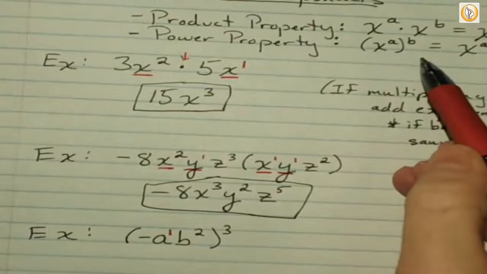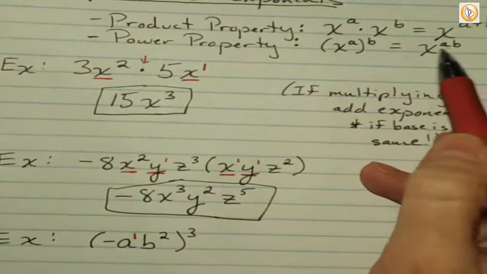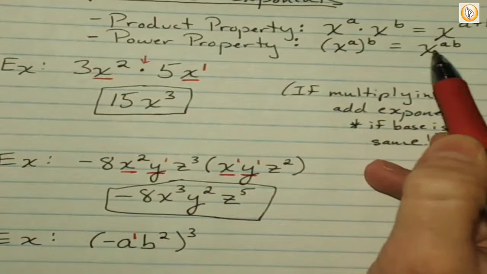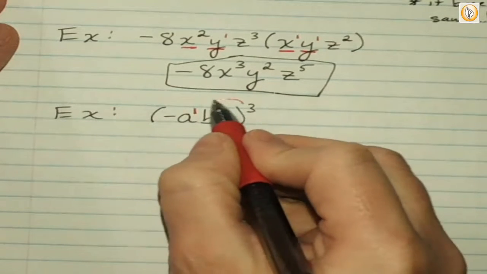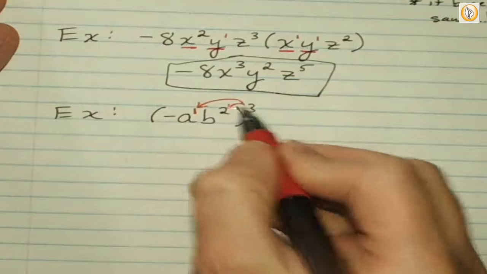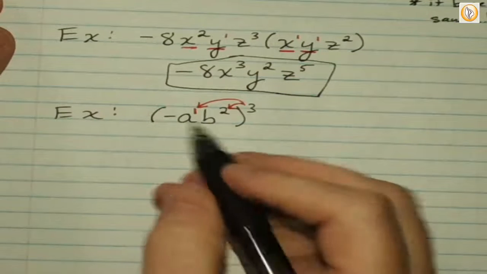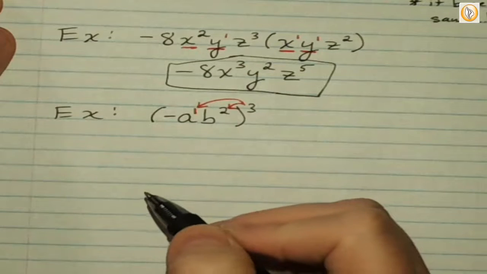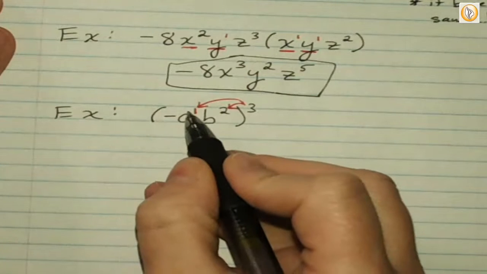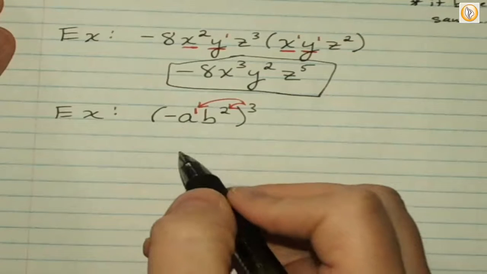And back here, the power property, when the exponents are on the inside and outside parentheses, we multiply them. We do not add them, we multiply them. So we're going to multiply this 3 with the 1 and the 2. Draw those arrows. And don't let this negative fool you. That has nothing to do with the exponents. If the negative was attached to the exponent, yeah, we got to talk about that. But it's not. It's attached to the a.